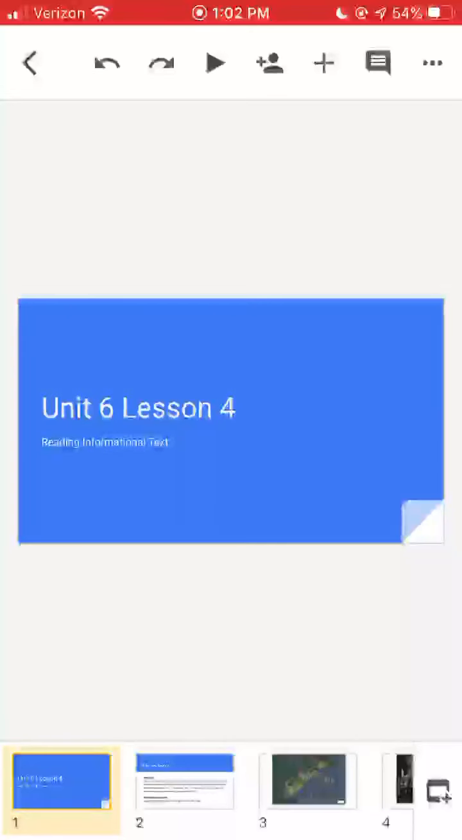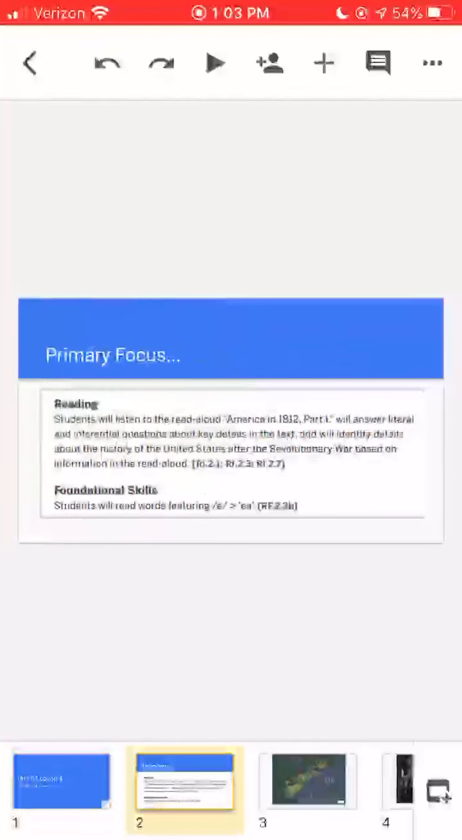Reading informational text. Your new little reader is informational text. It is nonfiction. It teaches us something, okay? In this lesson, I will be reading a read aloud called America in 1812 Part 1. It is actually something we read before in L&L, but we are going to brush up on some of the facts, okay? Get you ready for our new little reader. You will also be reading words that feature that sound spelled with EA. We also learned about that in our previous lesson.